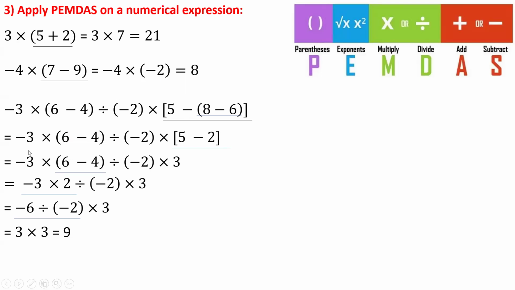So I write all the expression as it is. Brackets, 5 minus, what's 8 minus 6? It's 2. Now, inside the brackets, I have 5 minus 2, which is 3. Now, in this expression, the parentheses here are the strongest, so 6 minus 4 is 2. Now I have multiplication and division. I start from the left. What's negative 3 times 2? It's negative 6. Negative 6 divided by negative 2 times 3. Also, I start from the left. Negative 6 divided by negative 2 is 3, and 3 times 3 is equal to 9.